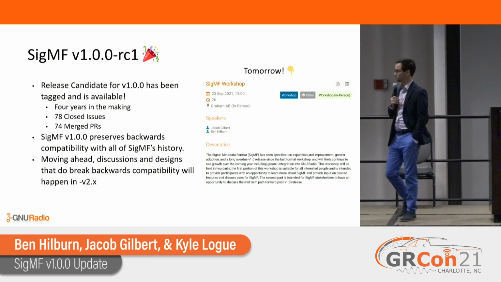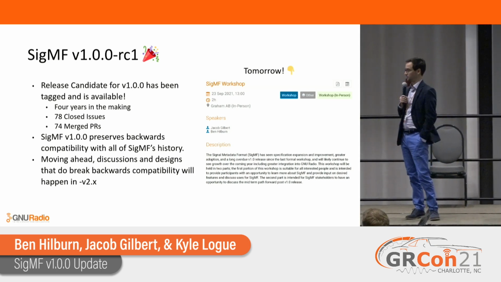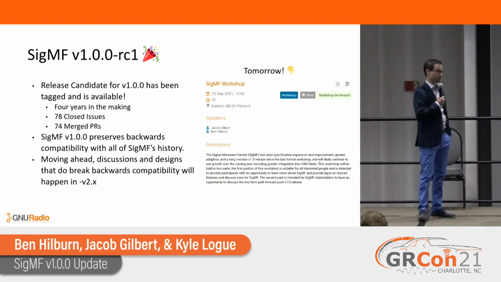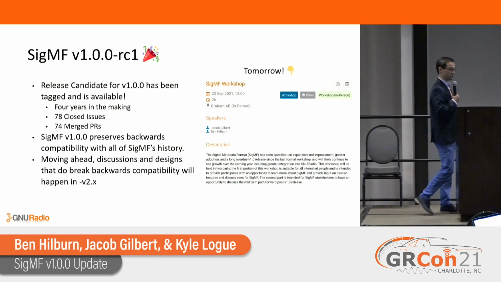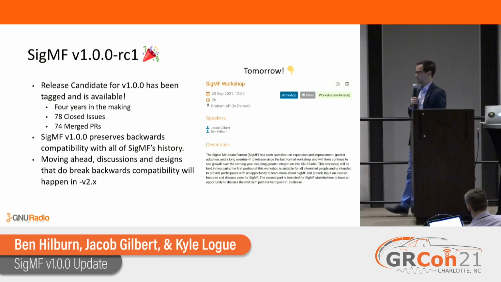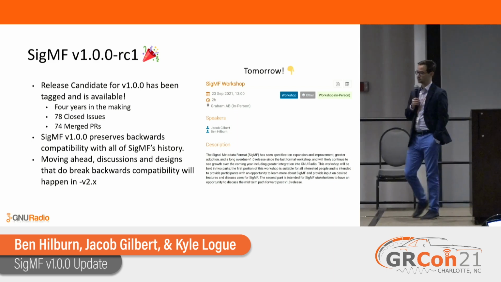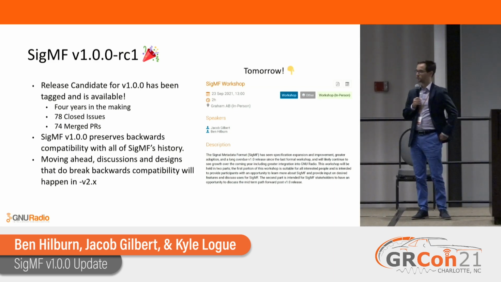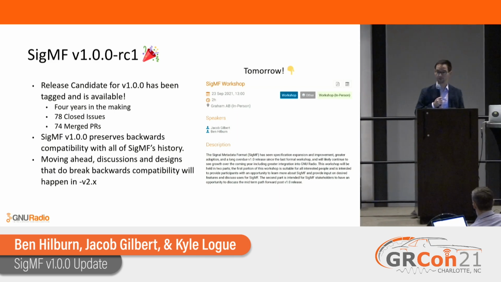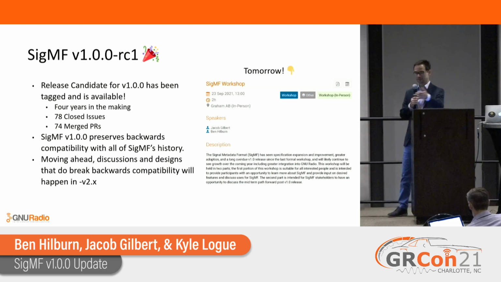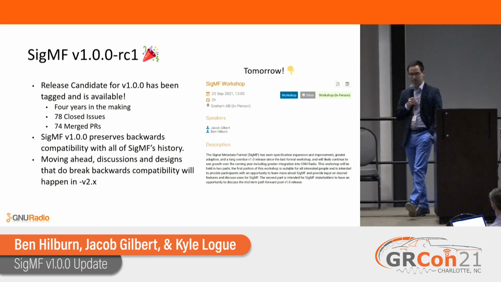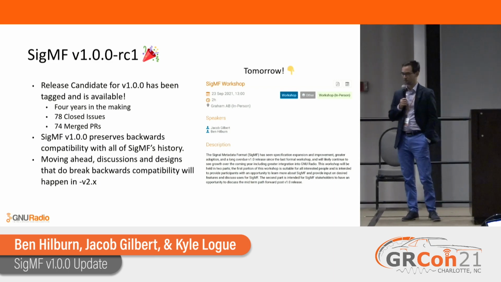So what we decided to do was effectively treat that as unbreakable. And so version 1.0.0 preserves backwards compatibility with everything that was in the previous release. We will not break backwards compatibility in the version 1.0.0 dev chain. Same deal as the rest of the radio branches. Moving ahead, anything that does break backwards compatibility will happen in version 2.x.x. And we've already got some ideas for what this might look like. And hopefully it doesn't take us 4 years to get there.